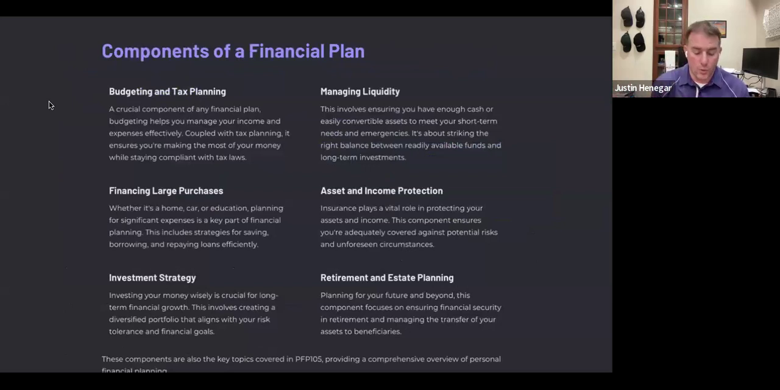Okay, well, the first thing that we always need to consider is this idea of budgeting. Budgeting is nothing more than allocating money to specific categories. Okay, that should be pretty straightforward. Okay, we also have tax planning.